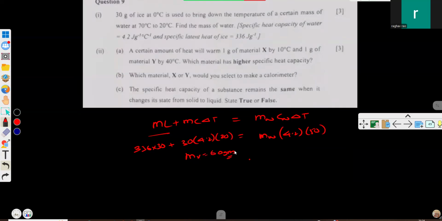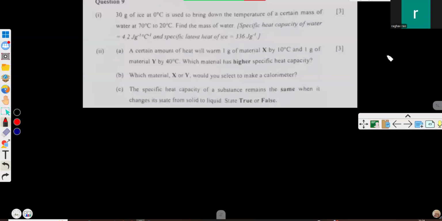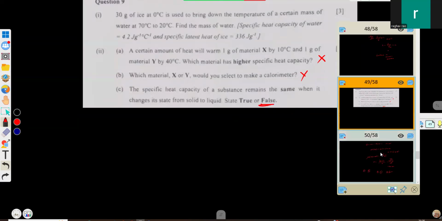A certain amount of heat will warm 1 gram of material X by 10 degrees and 1 gram of material Y by 40. Which material has higher specific heat? Whenever there is higher specific heat, it will not increase its temperature much. So X has more specific heat. But we require materials that have lesser specific heat for a calorimeter. So Y is the one for the calorimeter. The specific heat capacity of a substance remains the same when it changes state. This is false. Whenever the state changes, specific heat changes.